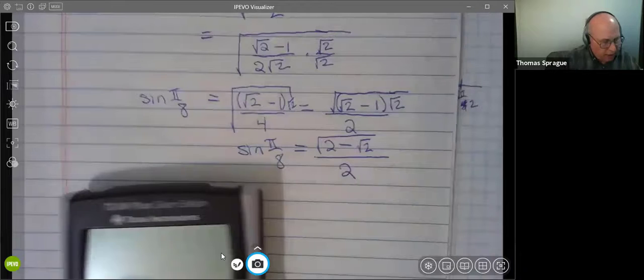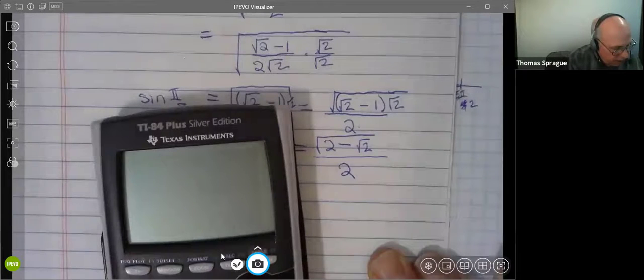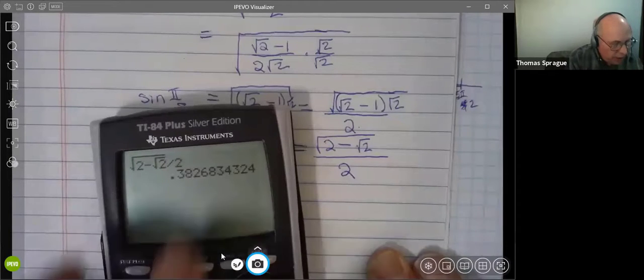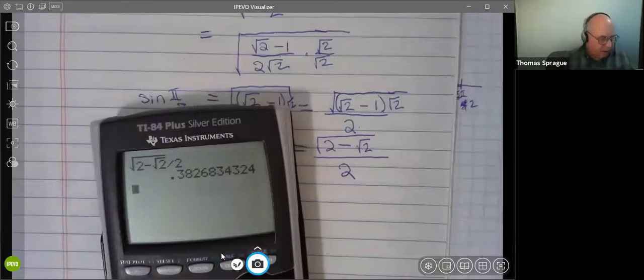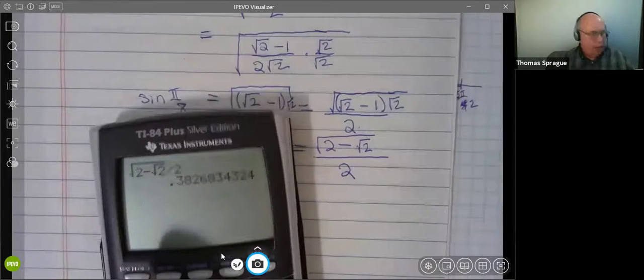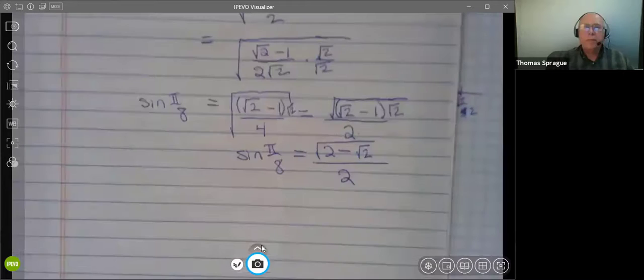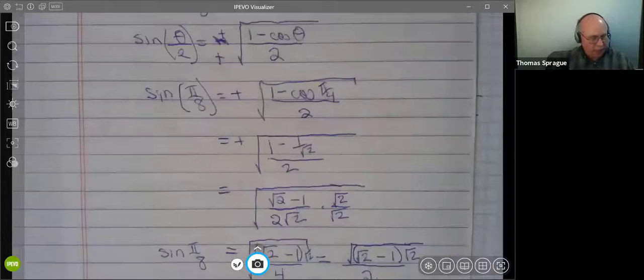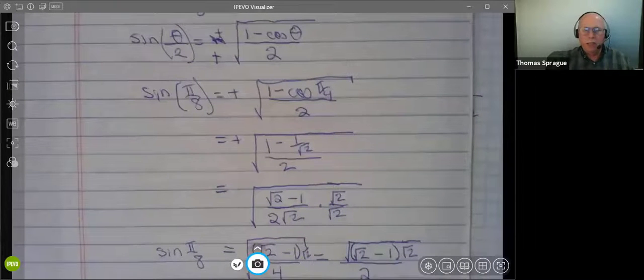All right, try again. Square root of 2 minus square root of 2. Divide the whole thing by 2. And that's the sine of pi over 8 we were expecting. All right. So I did not intend it, but I ended up giving you an excellent illustration of why it makes sense to check your work.